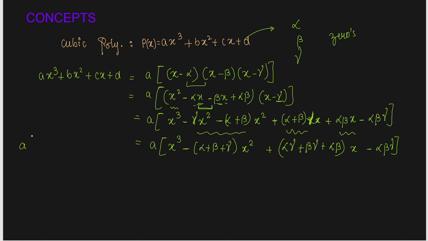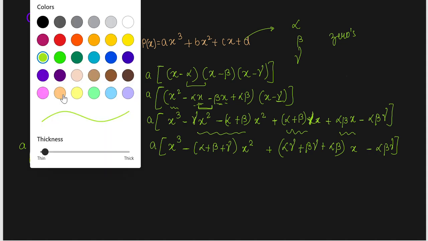Now compare with your left hand side. I'm taking a out as well. I'm going to get x cube plus b over a x square plus c over a x plus d over a. I hope this is clear so far. Just expanding, taking alpha beta gamma as the roots. Now compare the same way that we did before.